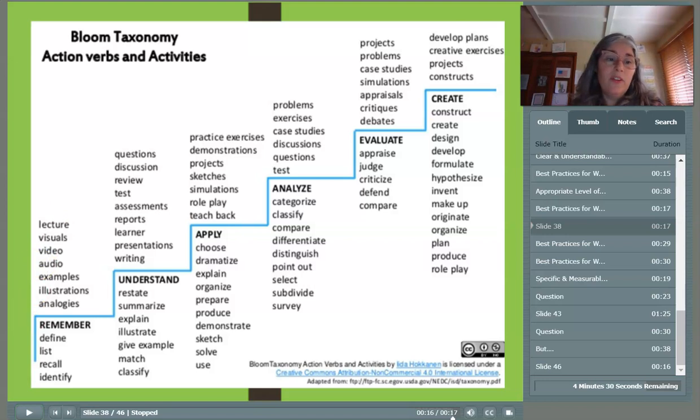So the way this works is, here in bold, you see all of the levels for Bloom's. Above them, what you have are sample assessments, activities, instructional strategies that relate to that level. And then underneath the word are the verbs that you would use when you were writing learning objectives that typically hit at that particular level.